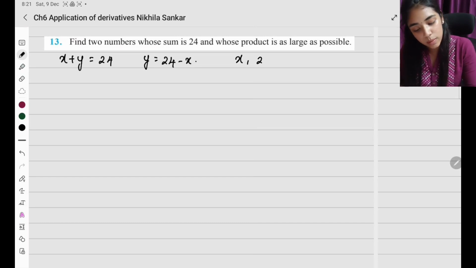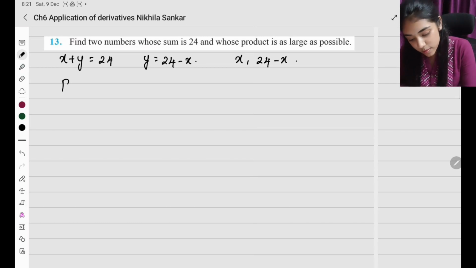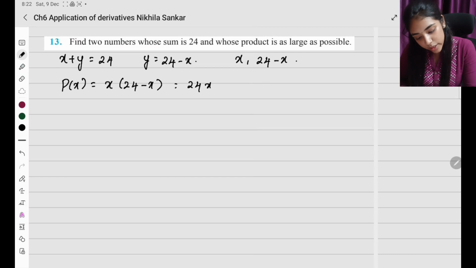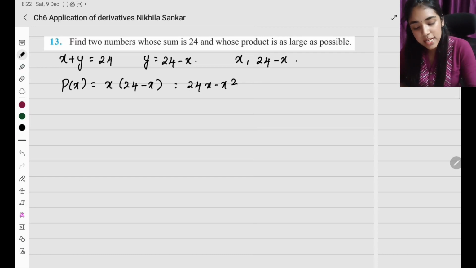So what are my two numbers? X, 24 minus x. Okay, two numbers இதுதான். Whose product is as large as possible. So product is going to be x into 24 minus x. This is going to be 24x minus x square and I want the product to be as large as possible. So x oda value enna, y oda value enna kandupidikanum.